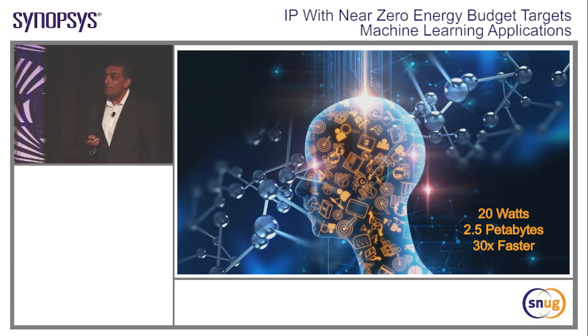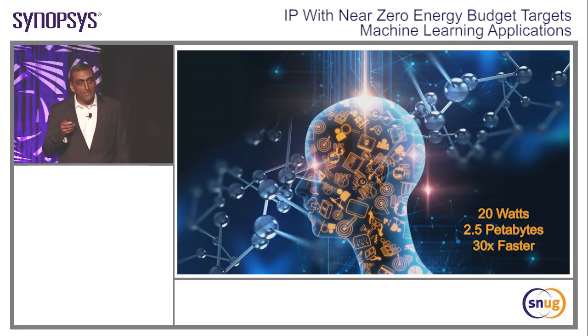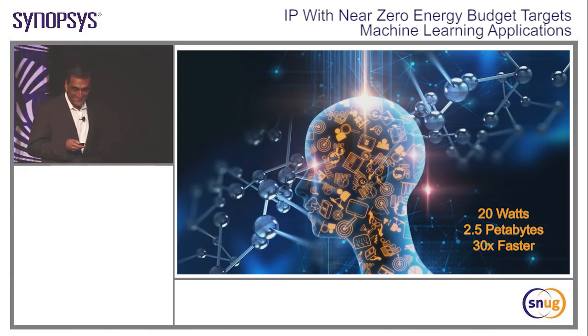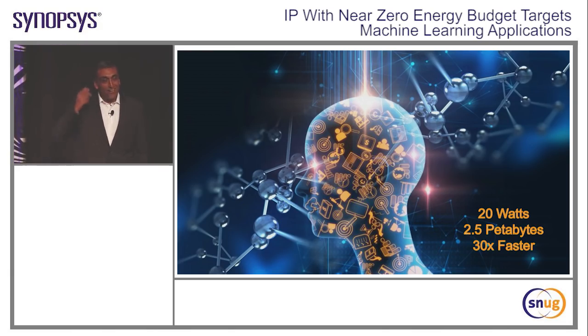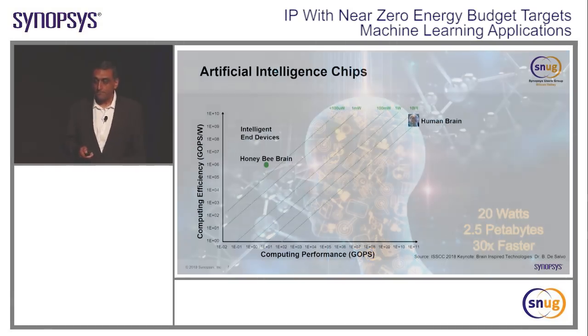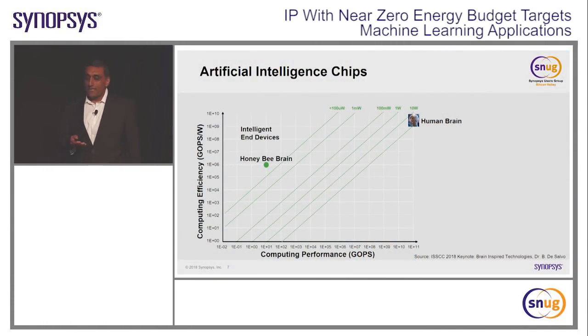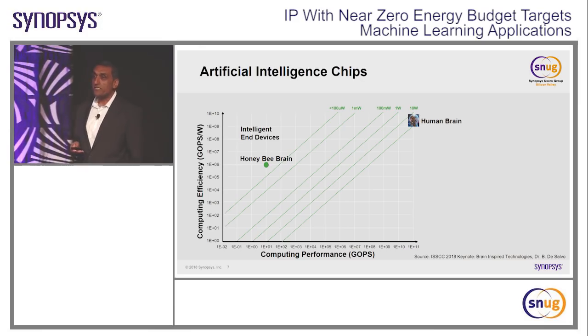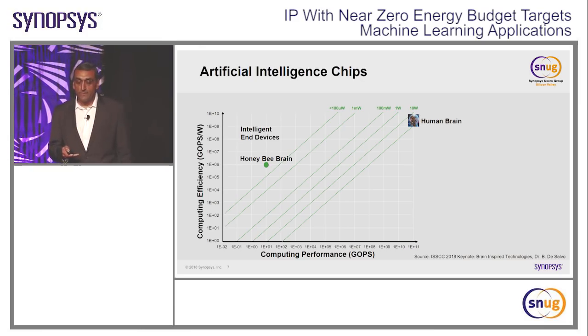The human brain is 30 times faster than the fastest computer of today. So that's your design targets. Pretty simple, right? Artificial intelligence mimics human behavior. I'm going to talk about some of the research and work that's going on in artificial intelligence chips.